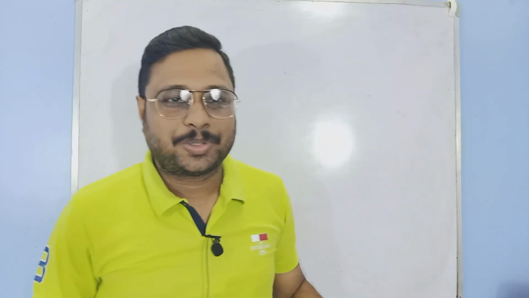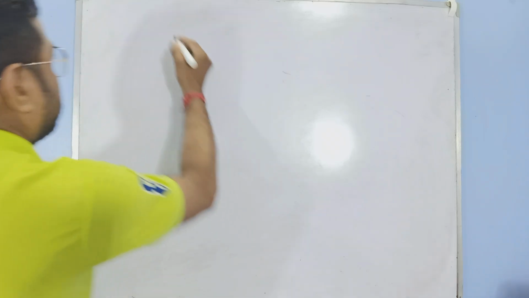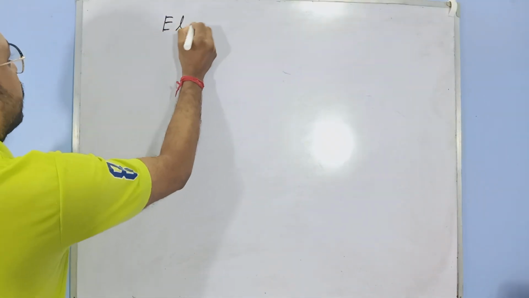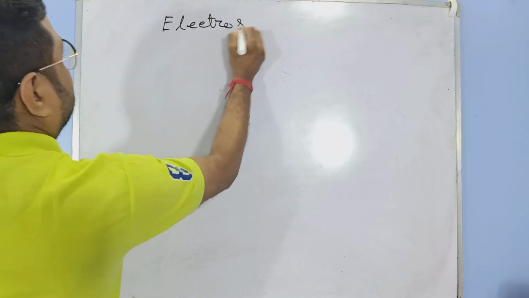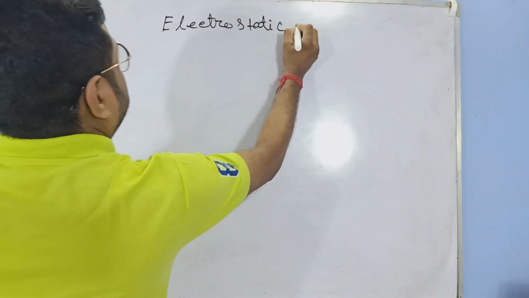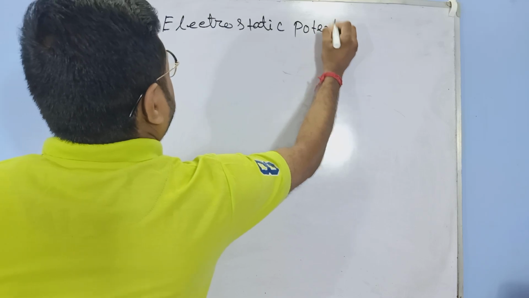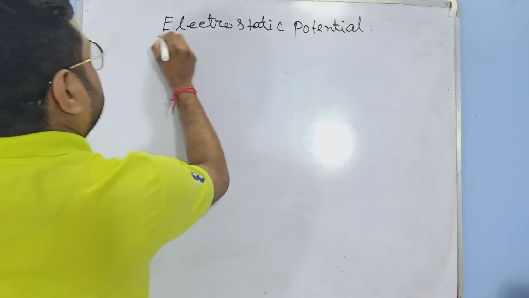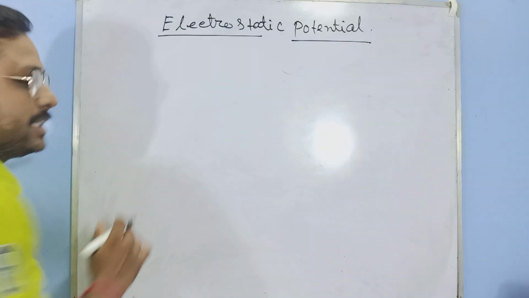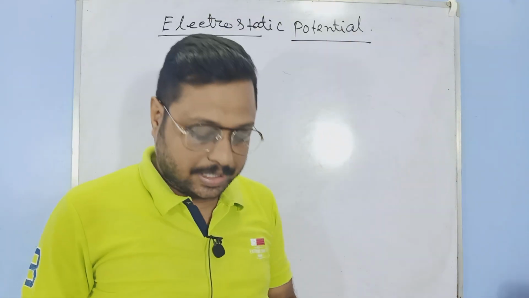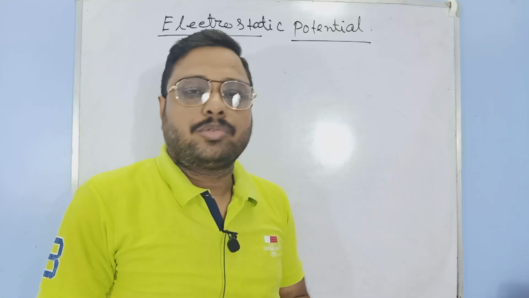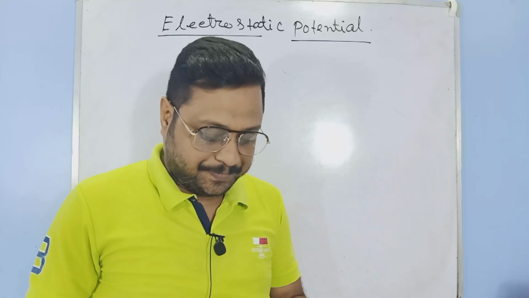So today we shall discuss a new topic which is very essential for this chapter, known as electrostatic potential. In the previous day we learned about electrostatic potential, that is, the definition of electrostatic potential and the mathematical expression of electrostatic potential. We also know what electric field is.